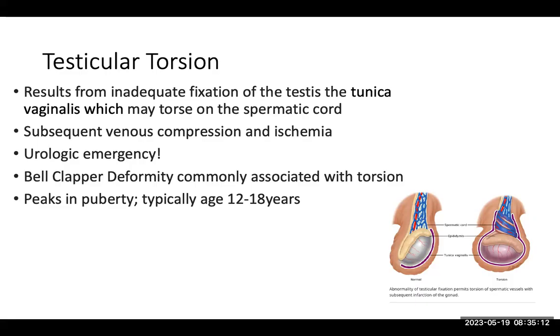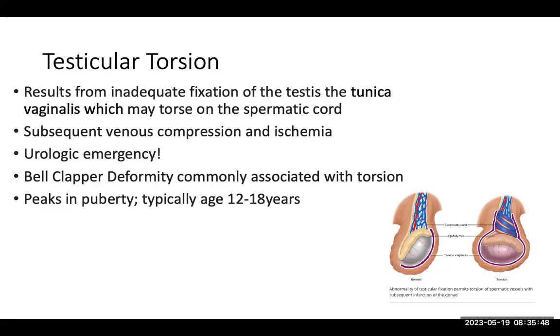So typically the normal anatomy is the testicle lies vertically and it lies anterior to the tunica vaginalis. With torsion, many times, these patients have a propensity to have inadequate fixation of the testes to the tunica vaginalis, and they may torse on the spermatic cord, leading to subsequent venous compression, edema, and ischemia to the testes, making this a very serious emergency. Typically, the testicular torsion abnormality is called a bell clapper deformity.